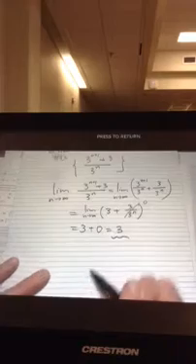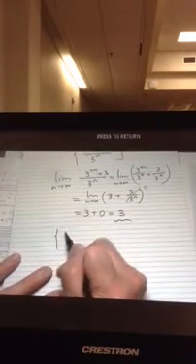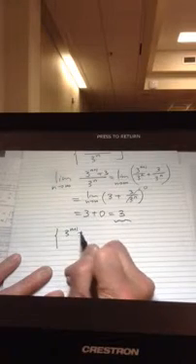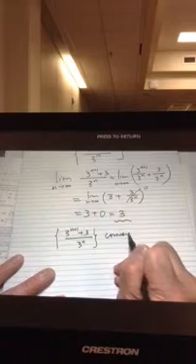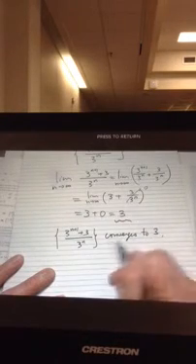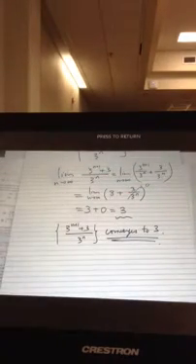So that's the answer: this sequence converges to 3. The limit exists, and the limit is so simple because I just used algebra.